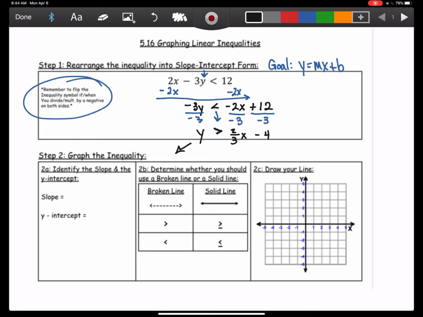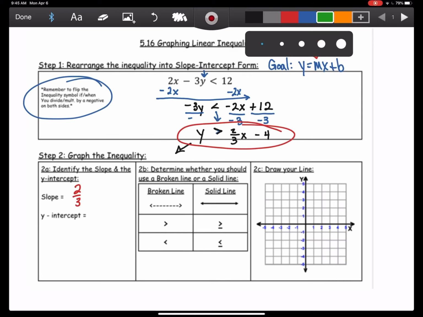So we're going to use this to move on to our next step. Okay, next step. Step 2, graph the inequality. So you can see step 2 is broken up into 3 steps. We have 2a, 2b, and 2c. So 2a, identify the slope and the y-intercept. So the slope is, look back at your new inequality. The slope is whatever m is in y equals mx plus b form. So the slope is 2/3. And the y-intercept is whatever b is in the y equals mx plus b form, and that's -4.